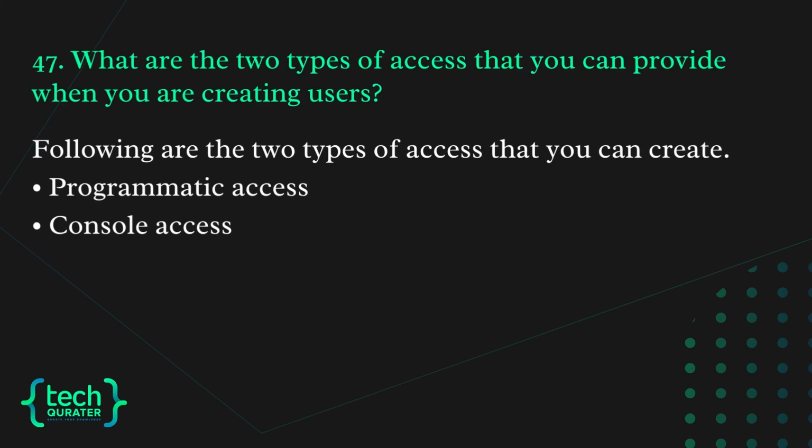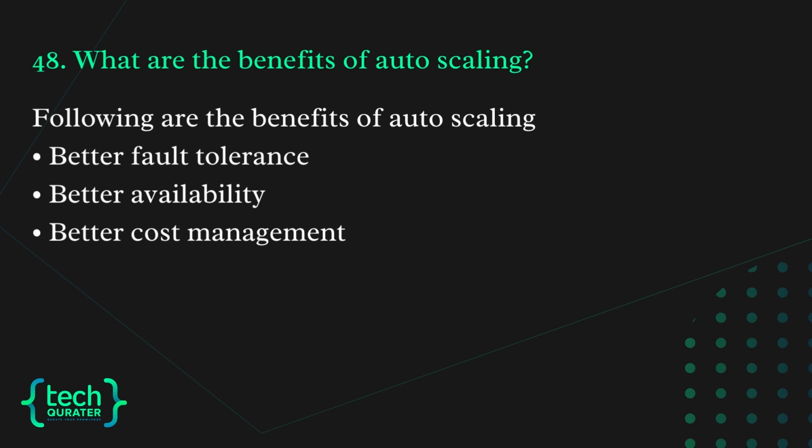What are the 2 types of access that you can provide when you are creating users? Following are the 2 types of access that you can create: programmatic access and console access. What are the benefits of autoscaling? Following are the benefits of autoscaling: better fault tolerance, better availability, and better cost management.